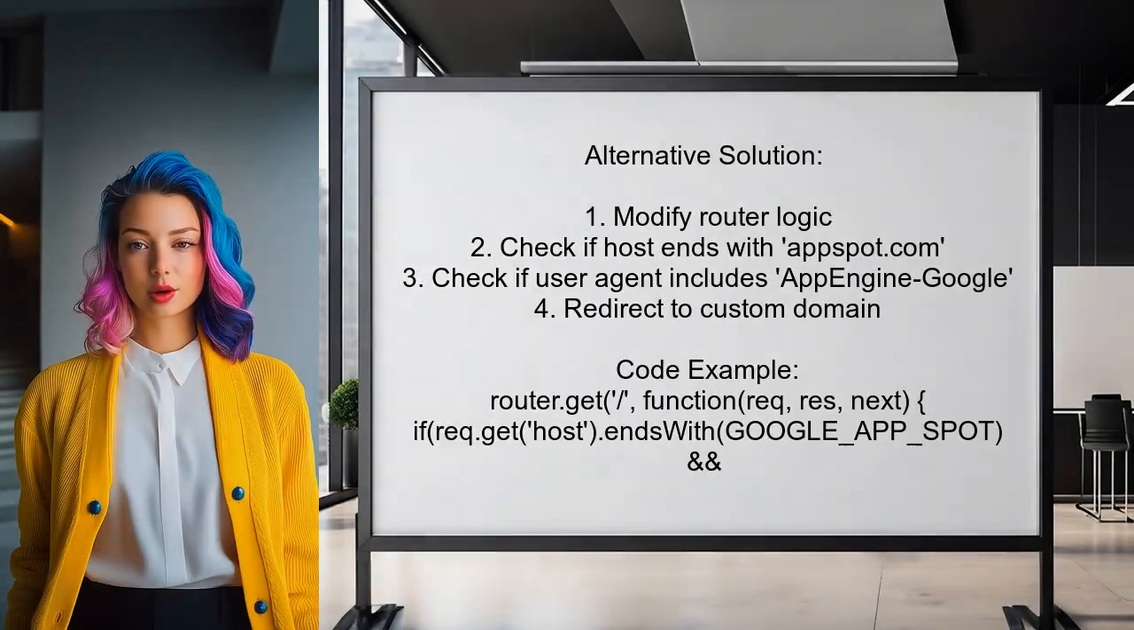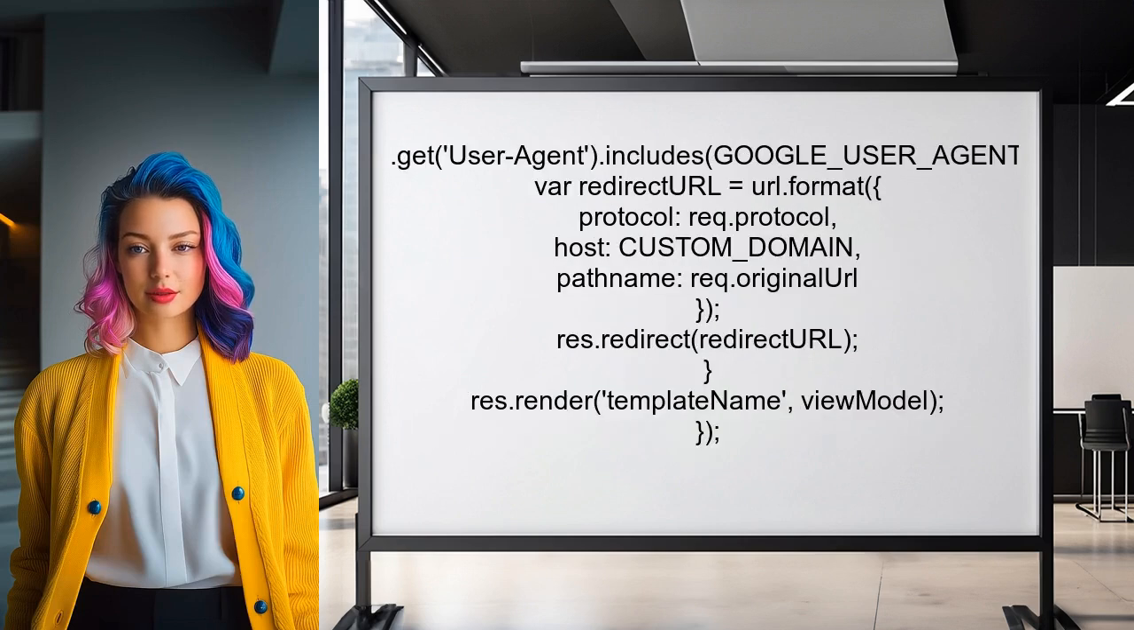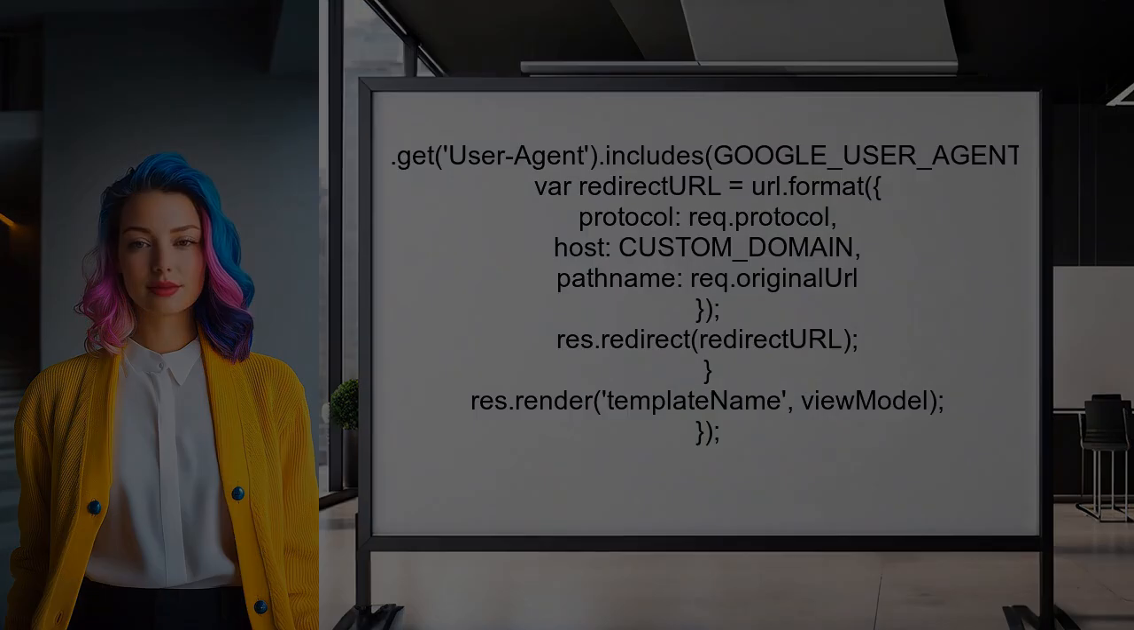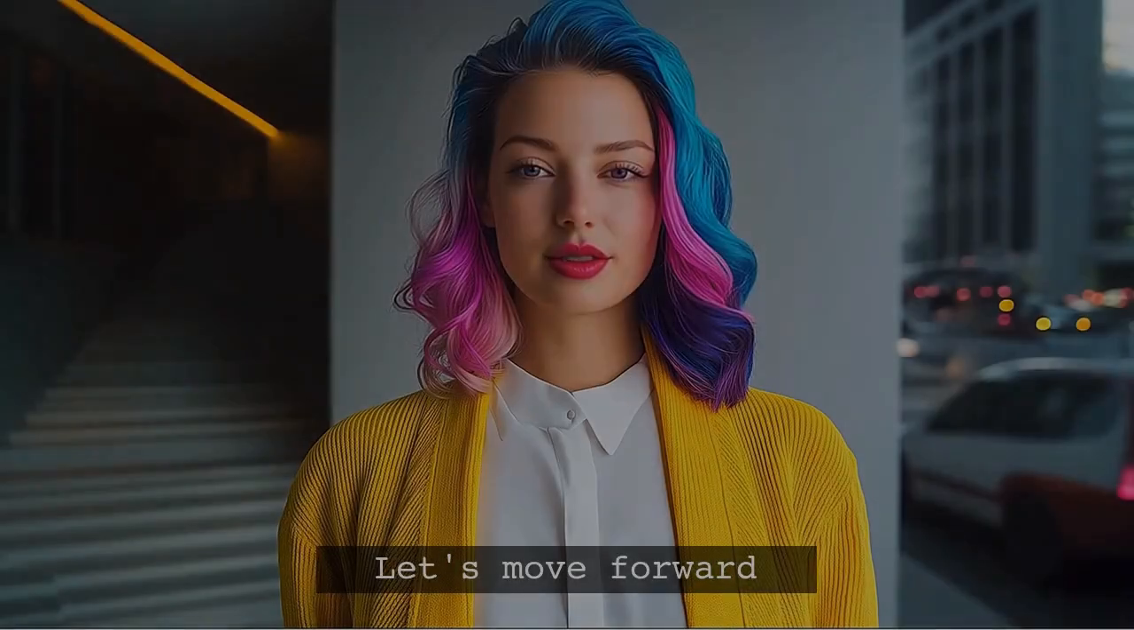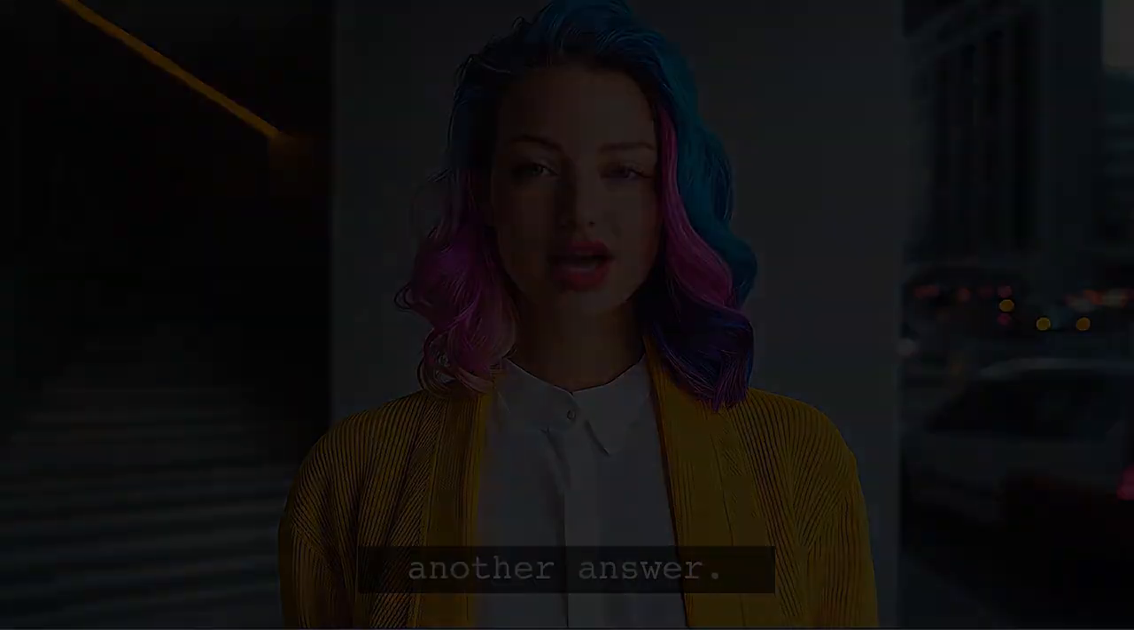Let's move forward and look at another answer. An alternative solution from another user involves modifying the router logic in your Node.js app. They suggest checking if the hostname ends with appspot.com and if the user agent includes App Engine Google. If both conditions are met, the app will redirect to your custom domain.